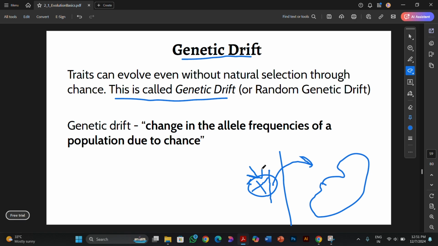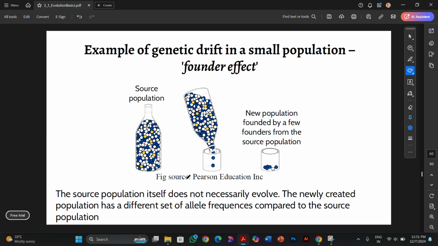There is the bottleneck effect and the founder effect. First we will see the founder effect. There is a population which is still existing. Then a small part of the population travels to another place, and there they found a small population on their own, which increases over time, while the original part is still existing and this part is also existing. So this is the founder effect.